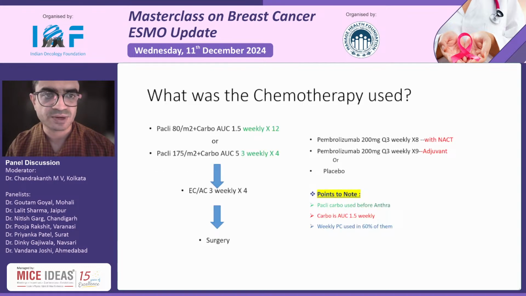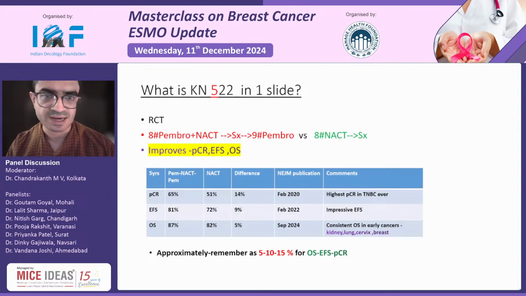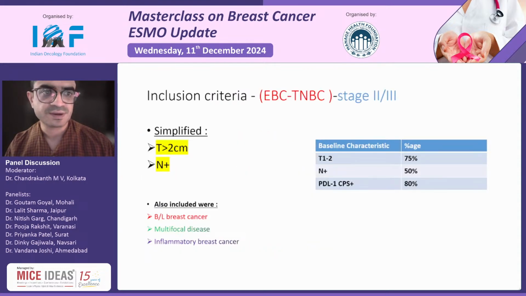So I'm just trying to look into the KEYNOTE-522, and this is the chemotherapy regimen that was used. They used weekly paclitaxel along with pembro, or even weekly carboplatin, and AC or EC was used. So we need to note that we use taxane platinum first, and then we used anthracycline in this particular trial. And this is the improvement in pCR, which you can remember as 5, 10, and 15. And this is the inclusion criteria, 2 centimeter tumor or node positive.